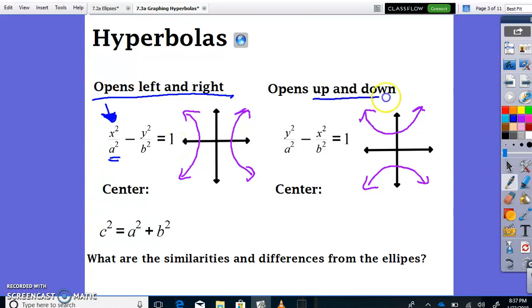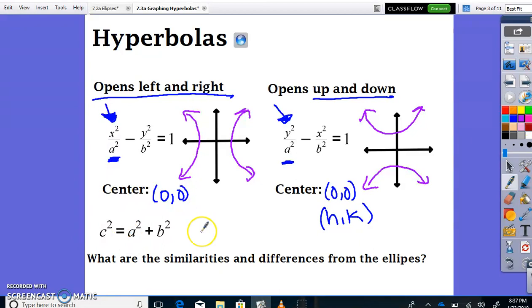If the hyperbola opens up and down, instead of starting with x squared, it will start with y squared over a squared. A squared in this case is the first one in both. So y squared over a squared minus x squared over b squared equals 1. All of the hyperbolas that we're going to look at today are going to be centered at 0, 0. So you don't see the h, k in this equation because the center is 0, 0 for all of the hyperbolas in these notes today.